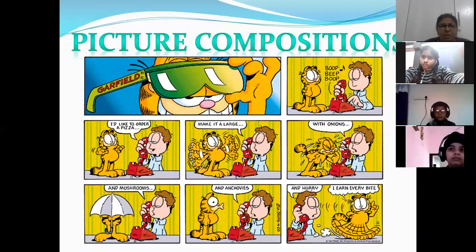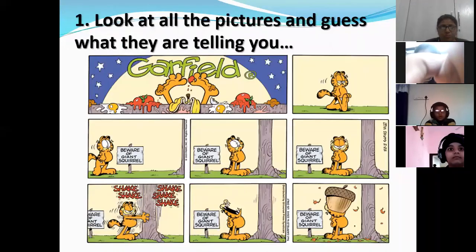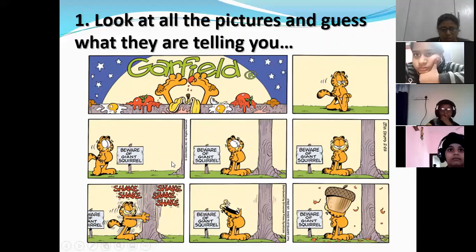Here you can see there are 8 pictures given, and in all the pictures you can see some dialog boxes and some characters also. So how can you write a good composition with the help of a picture? First you have to look at all the pictures and guess what they are telling you. Here you can see some words are also written: beware of giant squirrel. Then you can see all different actions. Here it is written: shake, shake, shake, shake. So all these pictures are telling something about the story.